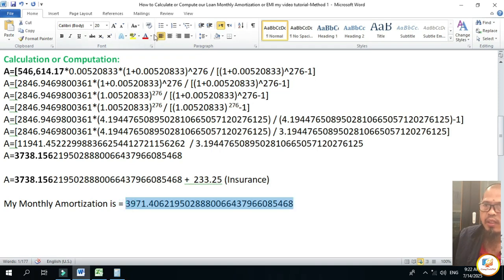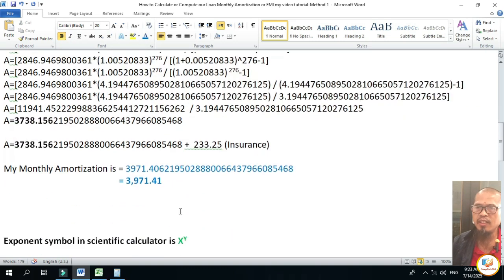3,907.40. So if we take the point, it's equivalent to 3,971.41. So exact, no? The decimal point is 41. This is my loan now.